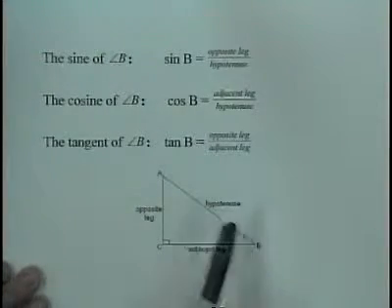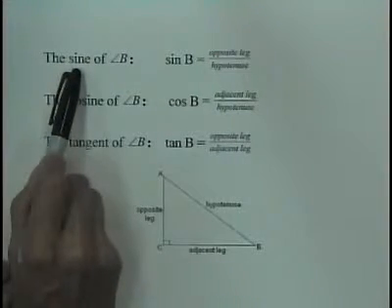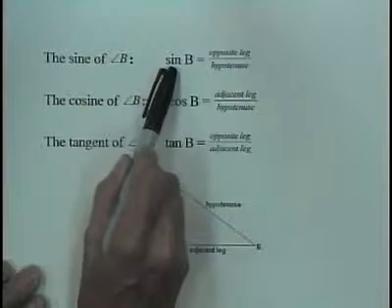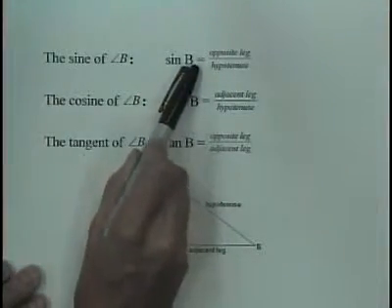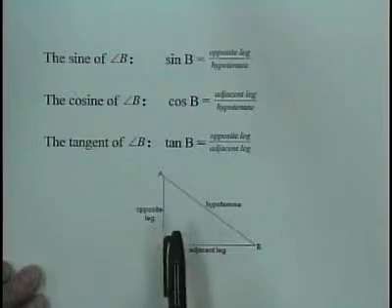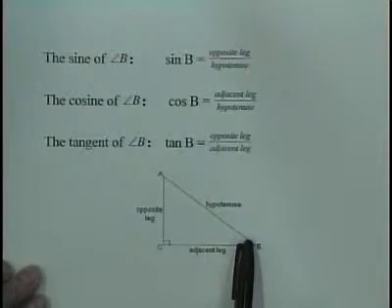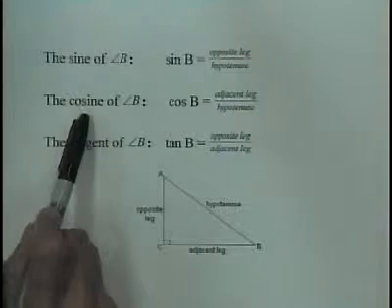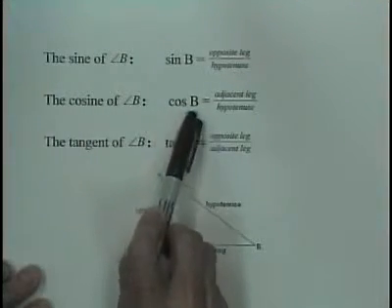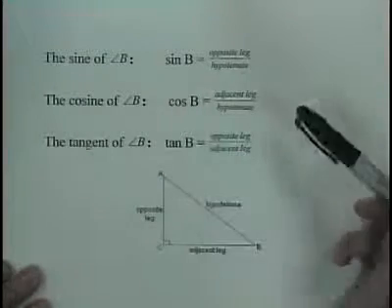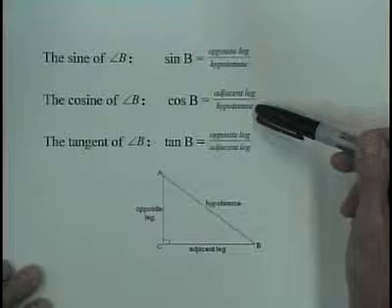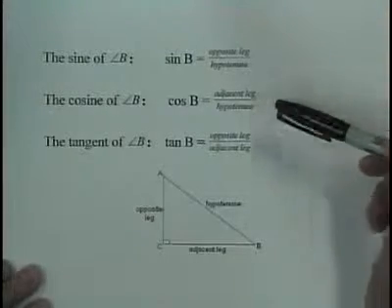Relative to angle B, we have a ratio called the sine. The sine of angle B, written sin of B, is equal to the length of the opposite leg, here's the opposite leg, divided by the length of the hypotenuse. The second trigonometric ratio is called the cosine. We write cos of B, cosine of B, and it's equal to the ratio of the adjacent leg to B divided by the length of the hypotenuse.